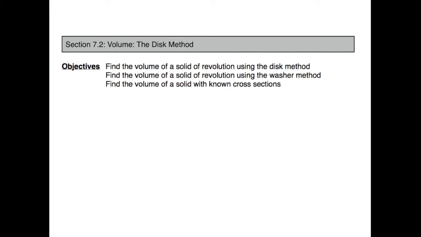Section 7.2 Volume, the disk method. There are three objectives: to find the volume of a solid of revolution using the disk method, to find the volume of a solid of revolution using the washer method, and finally to find the volume of a solid with known cross sections.